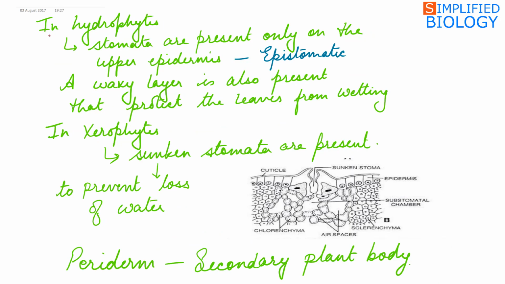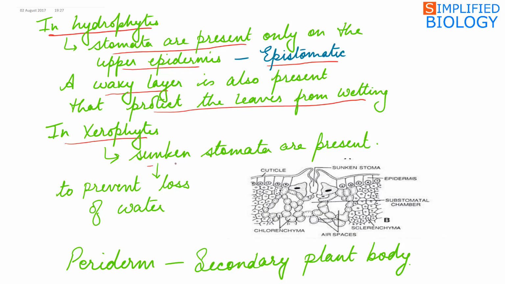In hydrophytes, that is the floating plants, the leaves have stomata only on the upper epidermis. Such a condition is known as epistomatic. Now, covering the epidermis of these leaves is a waxy layer which protects the leaves from wetting. While in xerophytes, sunken stomata are present. Now this is a diagram of a sunken stomata. The sunken stomata prevents loss of water due to transpiration.